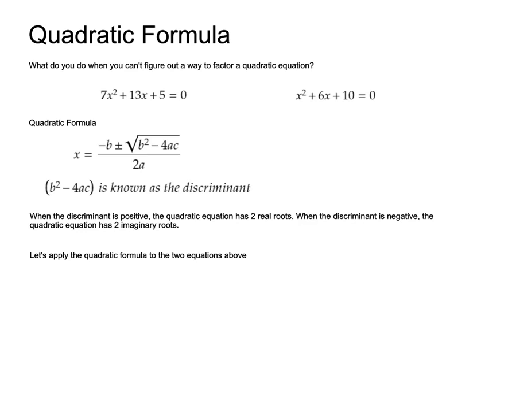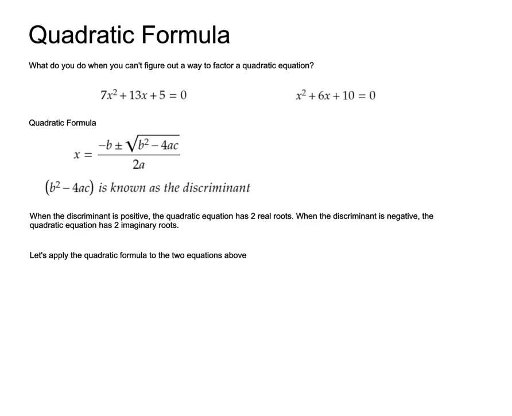In the previous two videos, we discussed several different ways to solve quadratic equations using different ways of factoring. Sometimes, when you have a quadratic equation, there is no simple way to actually factor it. So what do you do in those instances? Take, for example, 7x squared plus 13x plus 5 equals 0, and x squared plus 6x plus 10 equals 0. You may stare at those for a very long time before realizing, hey, maybe I just can't factor those.